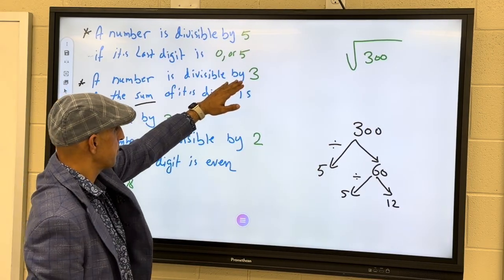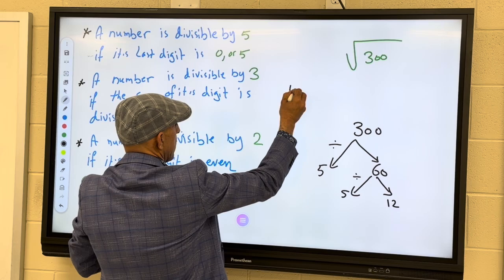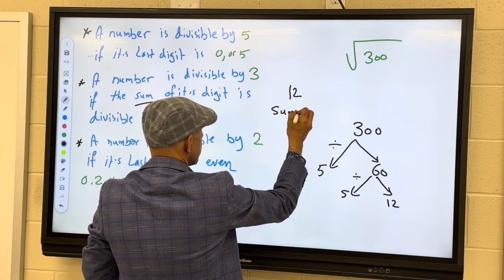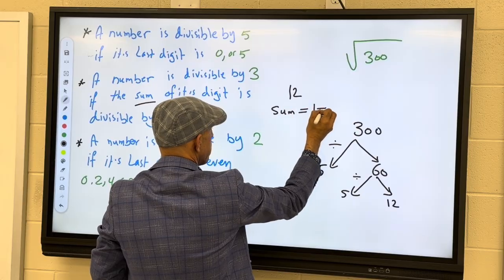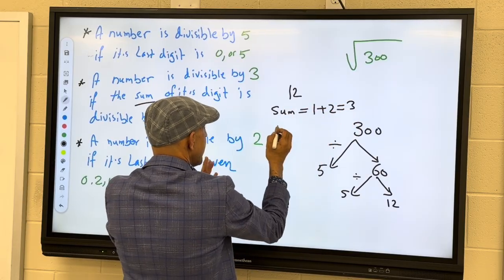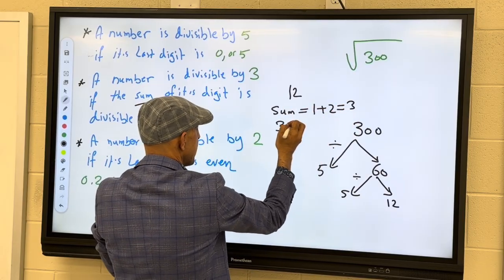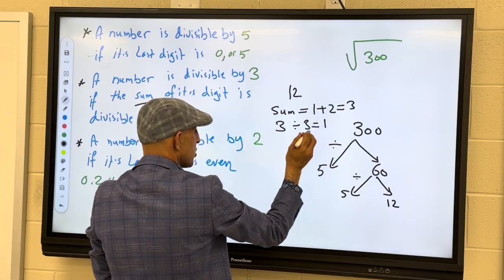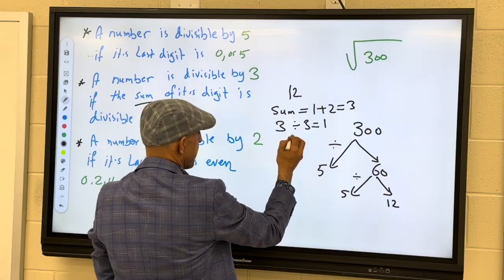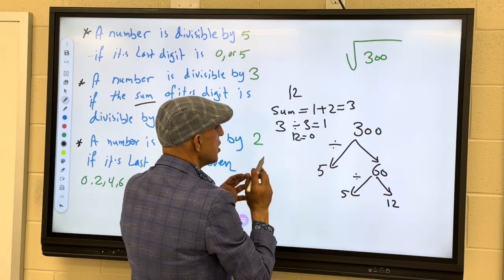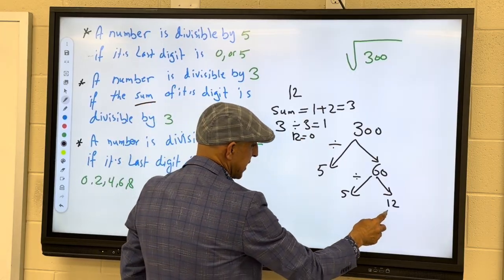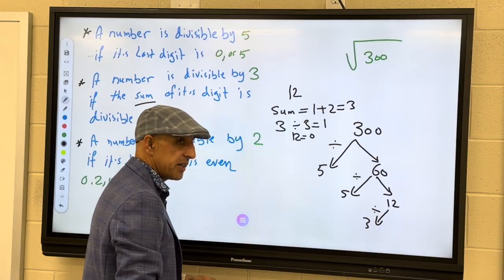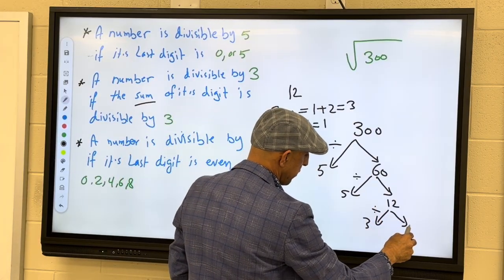What about the 3? Let's talk about 12. The sum of the digits is 1 plus 2, equal to 3. Is the sum divisible by 3? The answer is yes, because the quotient is 1 and the remainder is equal to 0. So yes, 12 is divisible by 3. Now 12 divided by 3 is equal to 4.